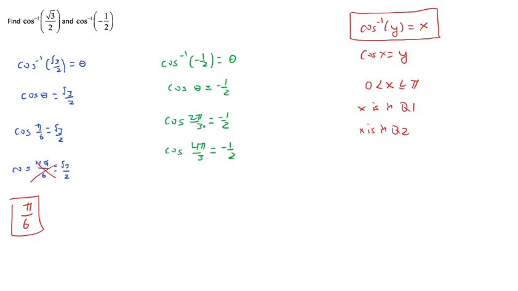If we investigate, I know that my angle should be greater than 0 but less than pi, which means the angle must be either in quadrant 1 or quadrant 2. Well, in this case, 4 pi over 3 is in quadrant 3, so I'm not going to use that. 2 pi over 3 is in quadrant 2. So the final answer here should be 2 pi over 3.